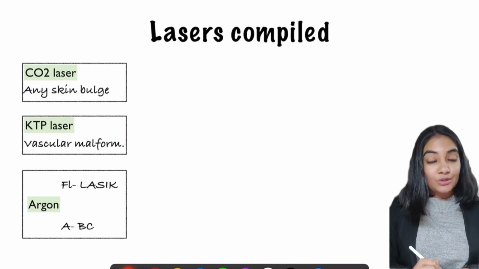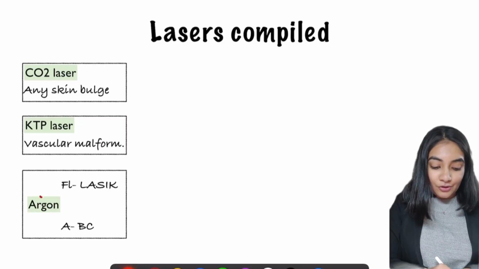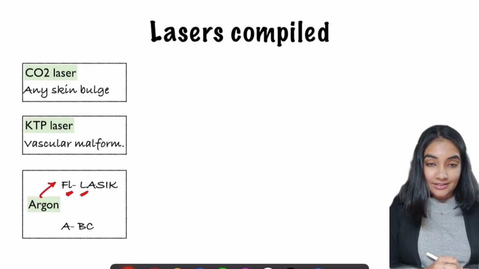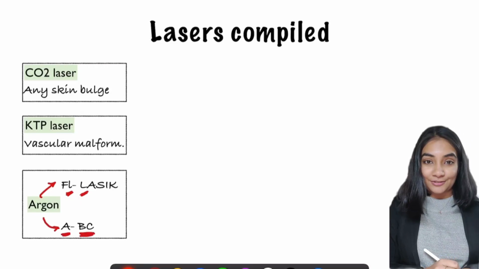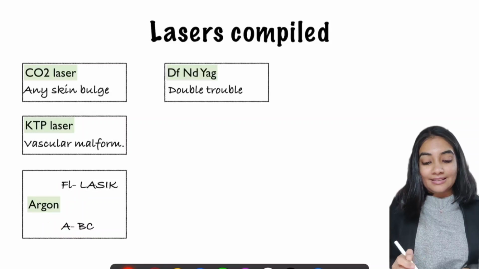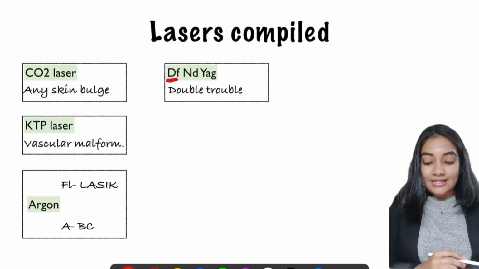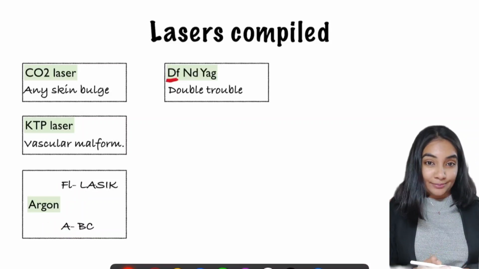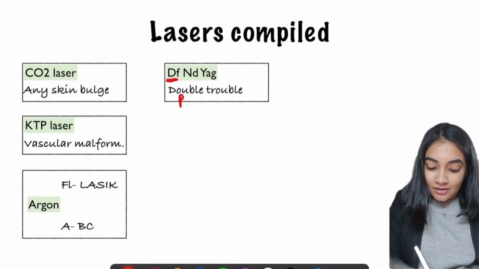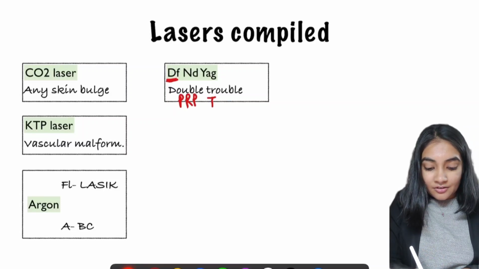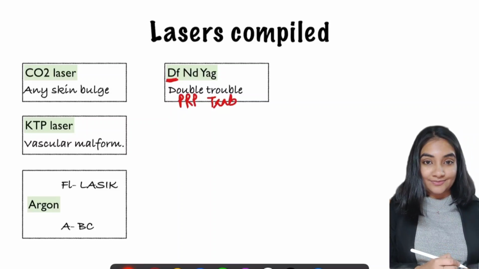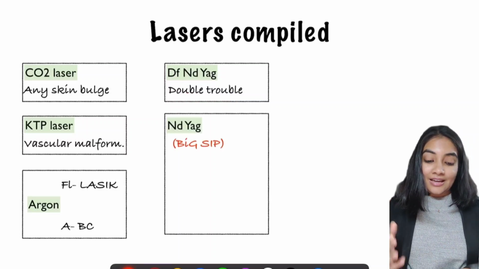Argon laser, we have two kinds of argon laser. Argon fluoride is L for LASIK, and argon is for actinic keratosis and basal cell carcinoma. Then double frequency Nd:YAG is double trouble. Double was PRP, trouble was trabeculoplasty. Nd:YAG.